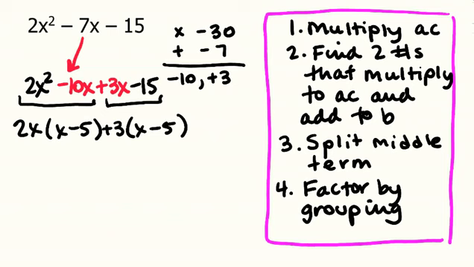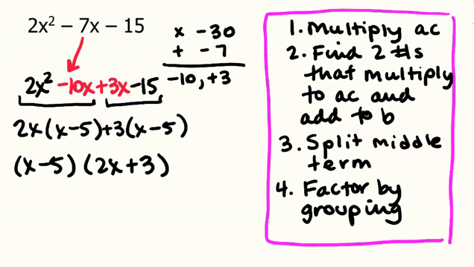And if you do it right, these will always be the same, if you've chosen the right numbers up here and you split the middle term. Now I know I have an x minus 5 in common, so I'm going to factor out that x minus 5. And then I'm left with a 2x and a plus 3.